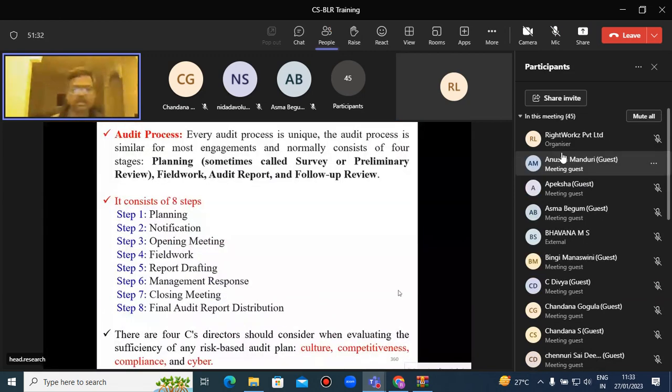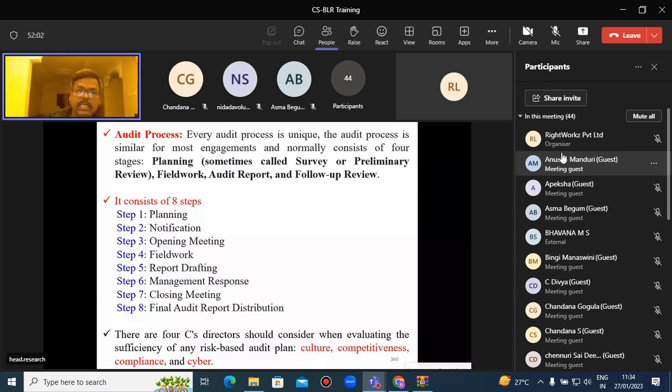So there are four C's that directors should consider when evaluating the sufficiency of any risk-based audit plan, which consist of culture, competitiveness, compliance, and cyber. Cyber is related to computers, IT, and virtual reality.